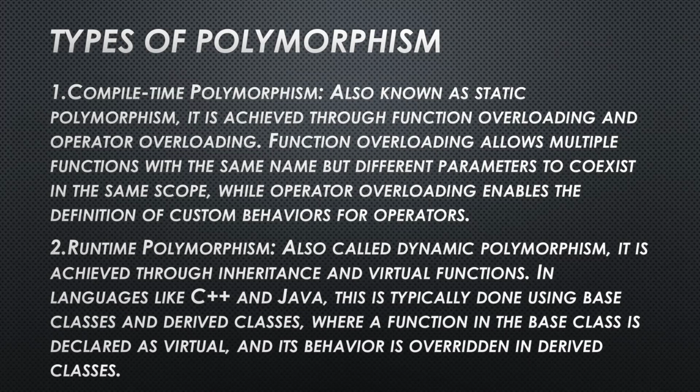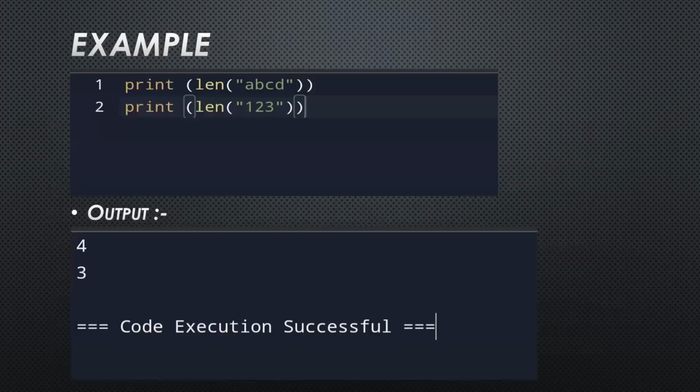Runtime polymorphism is also called dynamic polymorphism. It is achieved through inheritance and virtual functions. In languages like C++ and Java, this is typically done using base classes and derived classes, where a function in a base class is declared as virtual and its behavior is overridden in derived classes.